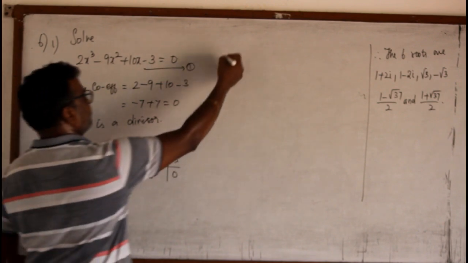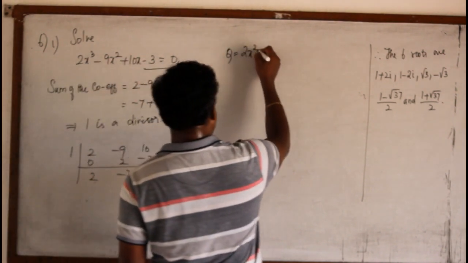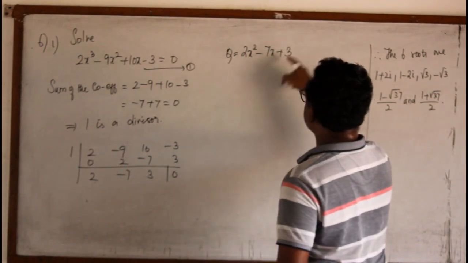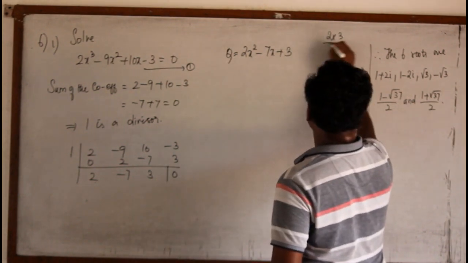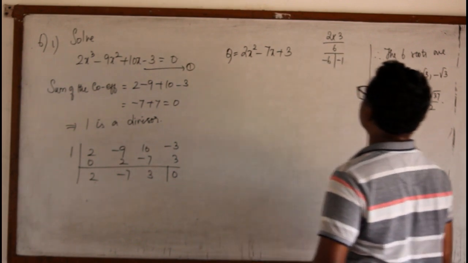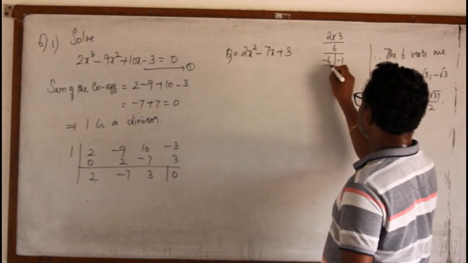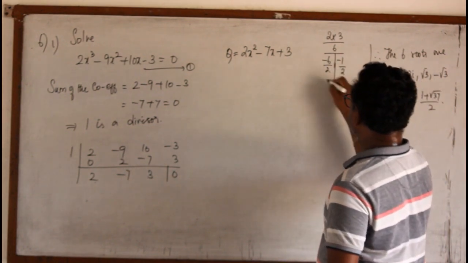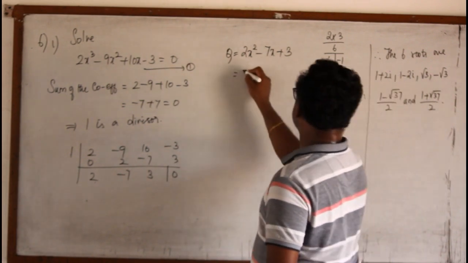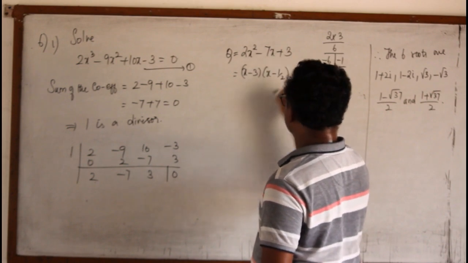In that case, the quotient is 2x square minus 7x plus 3. We can factorize this. 2 3s are 6. I need 7. So minus 6 minus 1. When I multiply it is plus 6. When we add it is minus 7. So divide by 2. I will get minus 3 and minus 1 by 2. So the quotient can be written as x minus 3 into x minus 1 by 2.